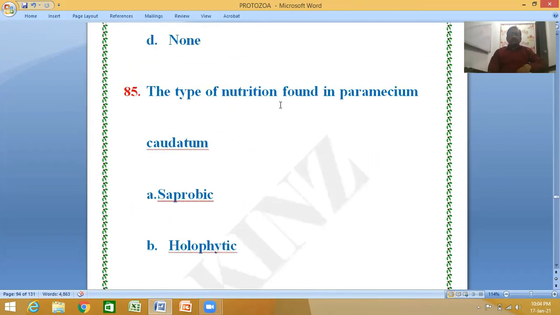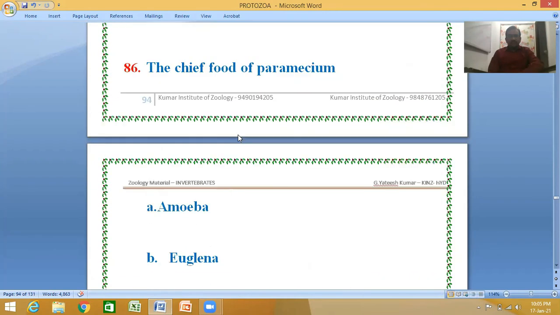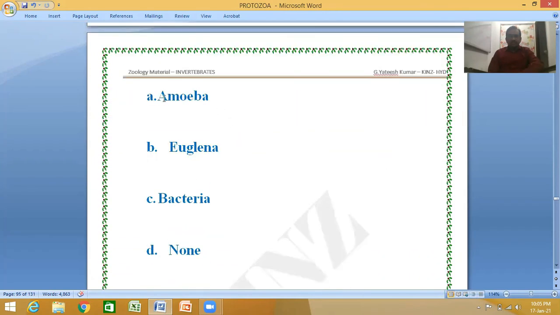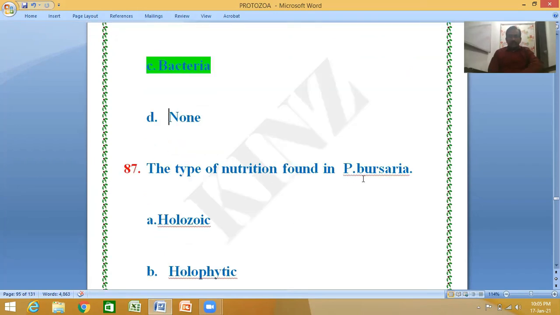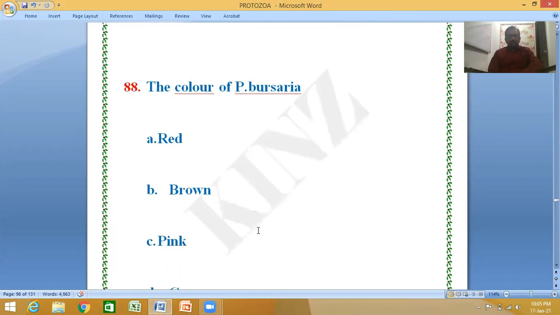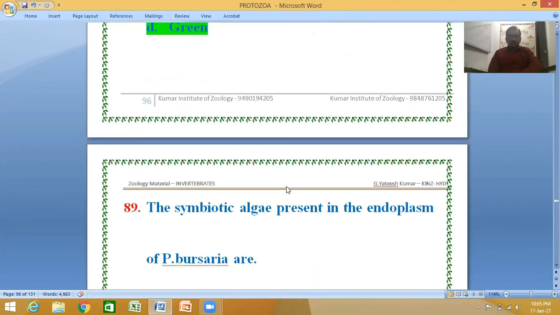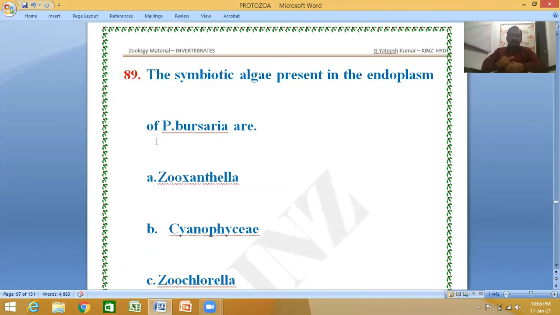The type of nutrition found in Paramecium is holozoic in nature. The chief food of Paramecium: option C, bacteria. The type of nutrition found in Paramecium bursaria: Paramecium bursaria is a green Paramecium. That is why the answer is holophytic in nature. The color of Paramecium bursaria is green. The symbiotic algae present in the endoplasm of Paramecium bursaria are Zoochlorella.